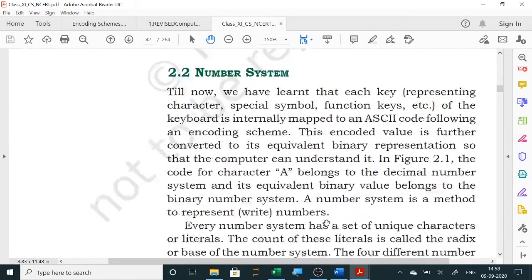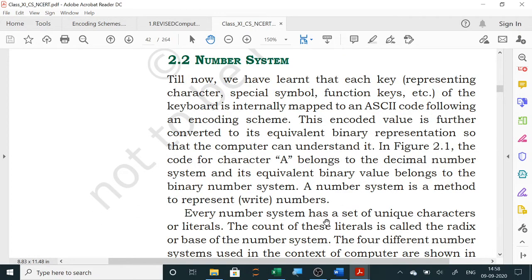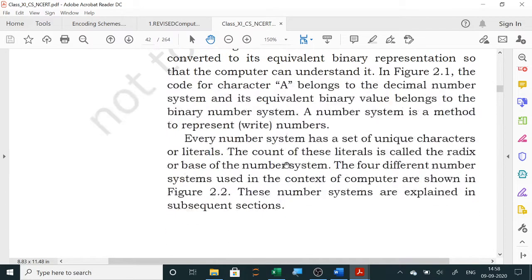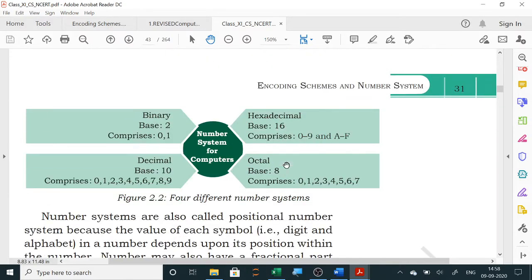Now the different number systems. We are going to do all 4 number systems, which are the most important thing: binary, decimal, octal, and hexadecimal. Here you have already seen how all the characters are converted into machine language. So these are the number systems for computers. Now this is very important.